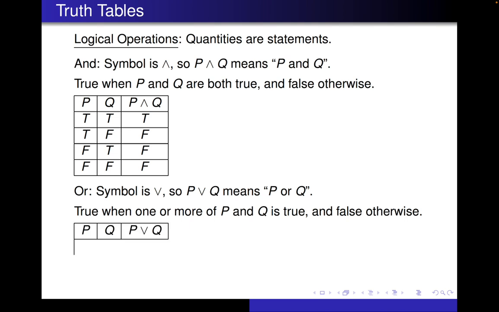One column for P, one column for Q. Again, we have two variables, which means we're going to have 4 different rows, one for each combination of P and Q being true or false. If they're both true, then P or Q is true. If P is true and Q is false, at least one of them is true, so that means P or Q is still true. If P is false and Q is true, one of them is still true, so P or Q is also true. But if they're both false, then P or Q is false, and that gives us all the possibilities for P and Q. That gives us then all the possibilities for doing the computation P or Q.